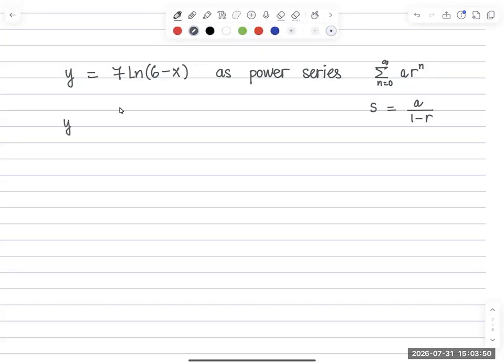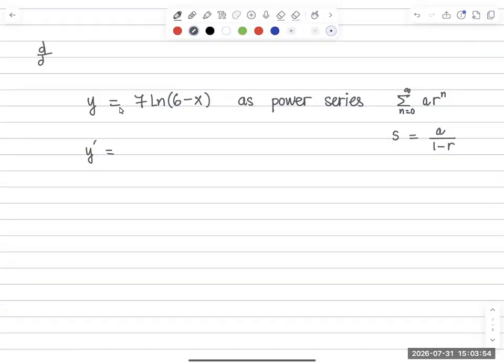So we take y prime, which equals the derivative of ln u, which is u prime over u. 7 is a coefficient, so we keep 7. Then u prime, the derivative of 6 minus x, is negative 1. So we have negative 1 over 6 minus x. That is our y prime. If I rewrite this a little bit, we have negative 7 over 6 minus x.